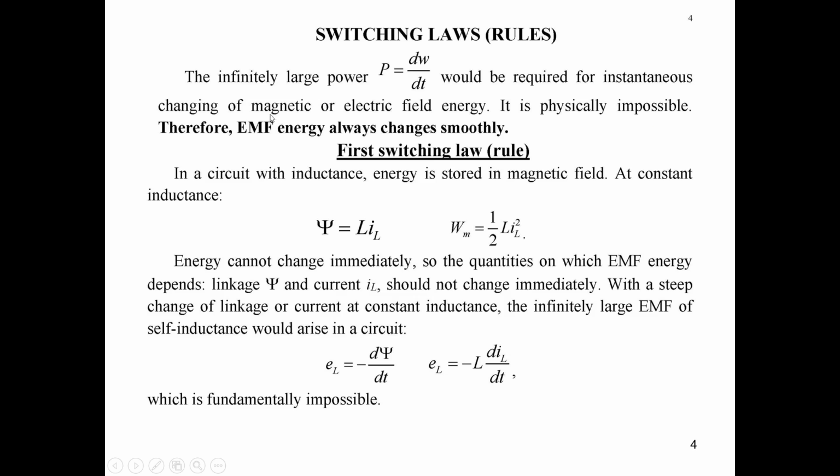Therefore, electromagnetic energy always changes smoothly, because if the derivative of energy, dW by dt, is not changing smoothly, it will require infinitely big power for such a process.